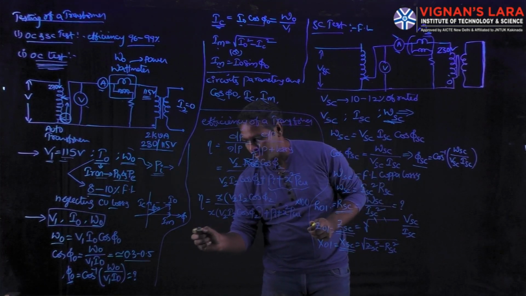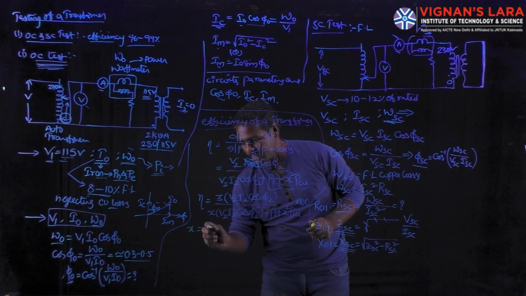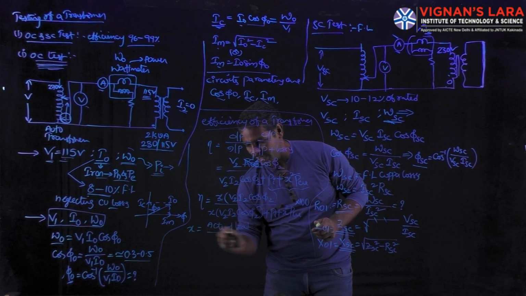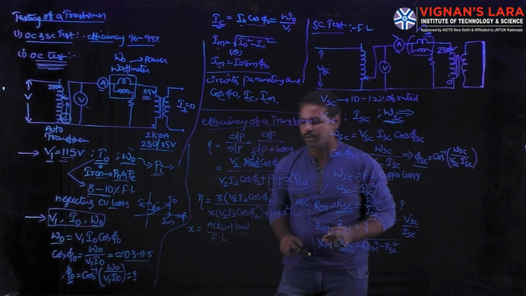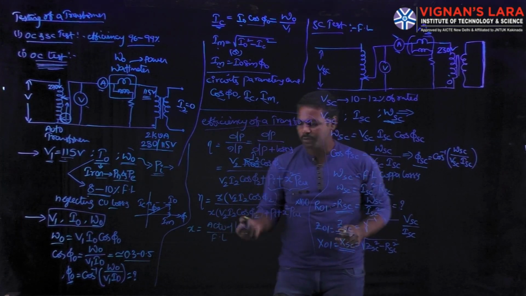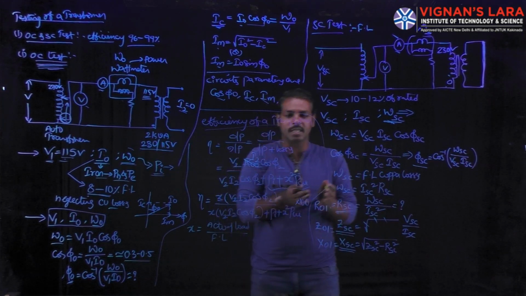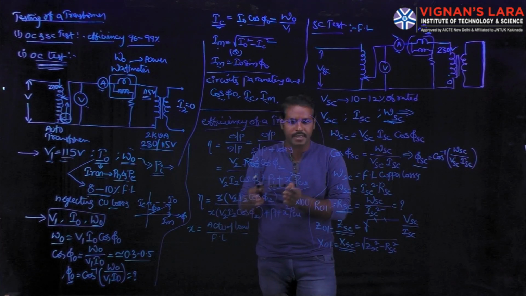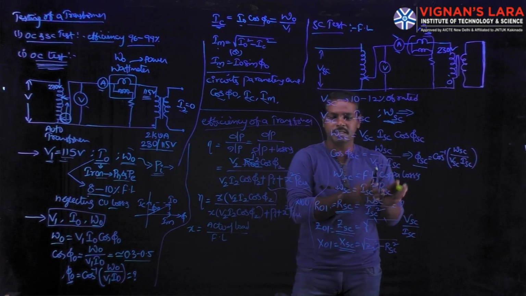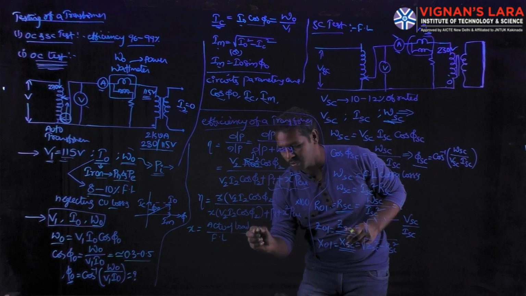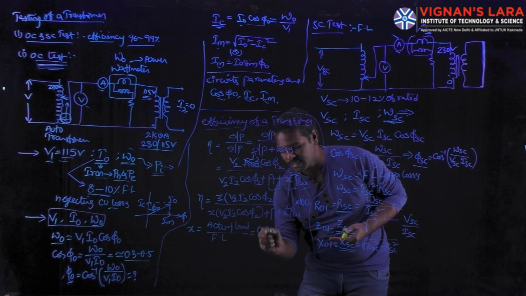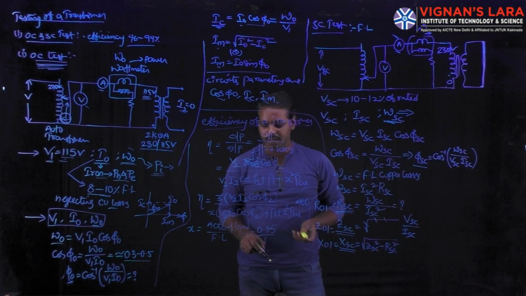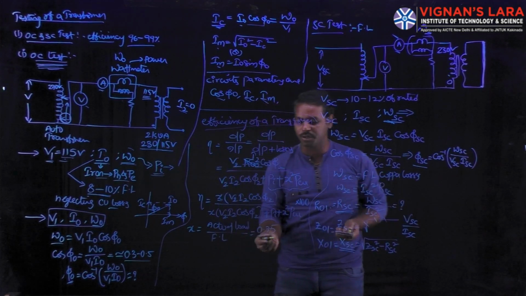So x is defined as actual load divided by full load. Actual load means the percentage of load applied on the transformer, which is equal to either 10%, 20%, 30%, 80% or 75%. For example, when we are considering 75%, x is 0.75 by 1. Full load is always equal to 1.